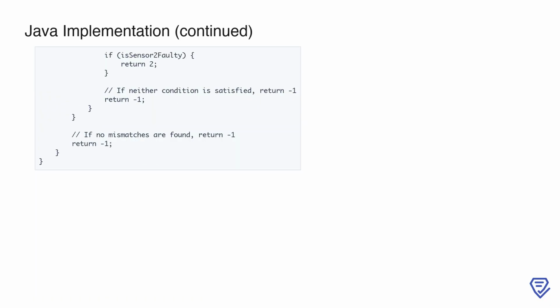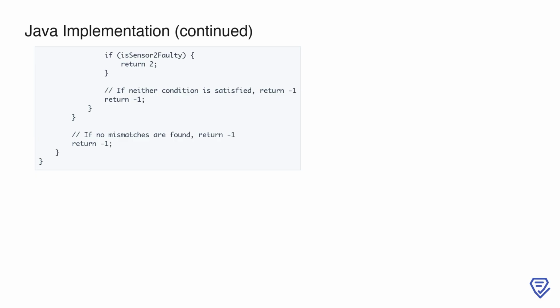If sensor 1 isn't determined to be faulty, we then proceed to check if sensor 2 has the issue. Similar to the previous check, we loop from the mismatch index and compare the remaining elements of sensor 2 with the corresponding shifted elements in sensor 1. If at any point the values do not match, we set is_sensor2_faulty to false. However, if sensor 2 consistently matches the shifted data from sensor 1, we return 2, indicating that sensor 2 is faulty.